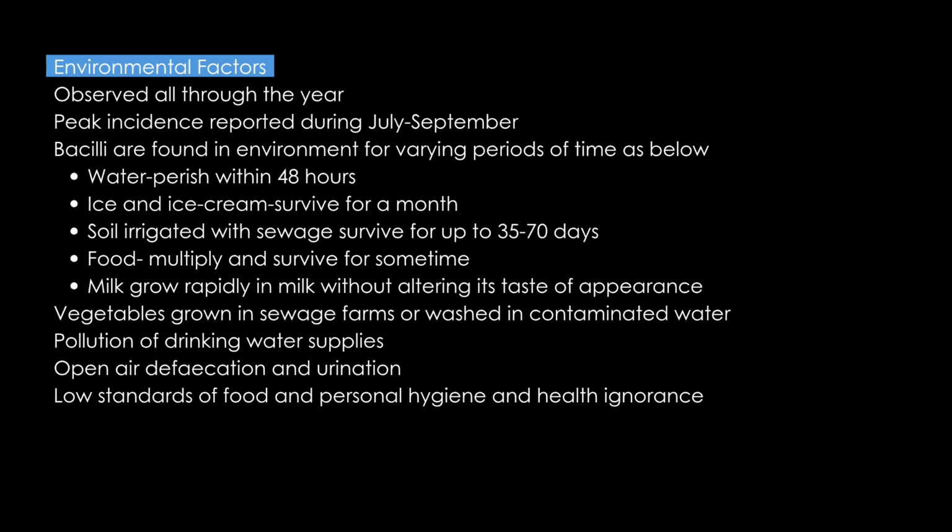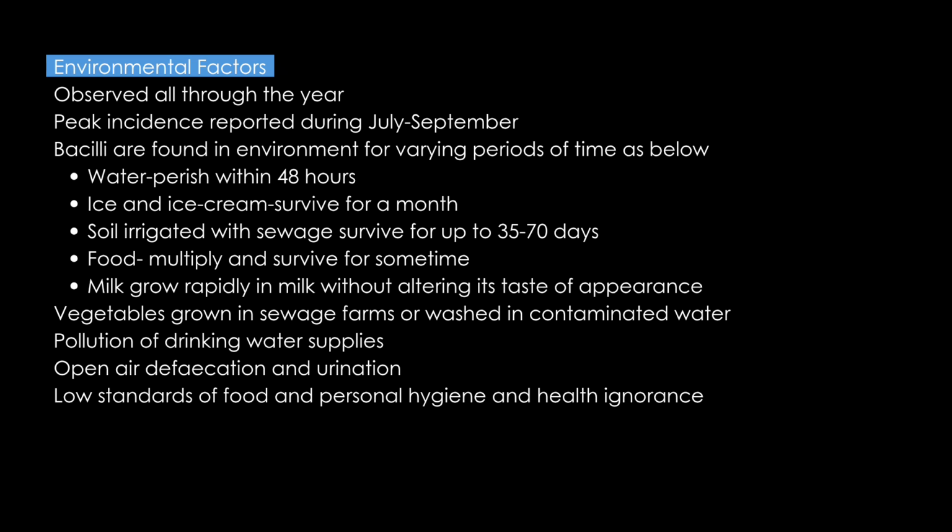Now let us see the environmental factors. Typhoid can be seen throughout the year, but it peaks between July and September, that is during the monsoon season, when water contamination is more likely. The bacteria can survive in the environment for quite some time, about 48 hours in water, a month in ice or ice cream, and up to 70 days in sewage-contaminated soil.